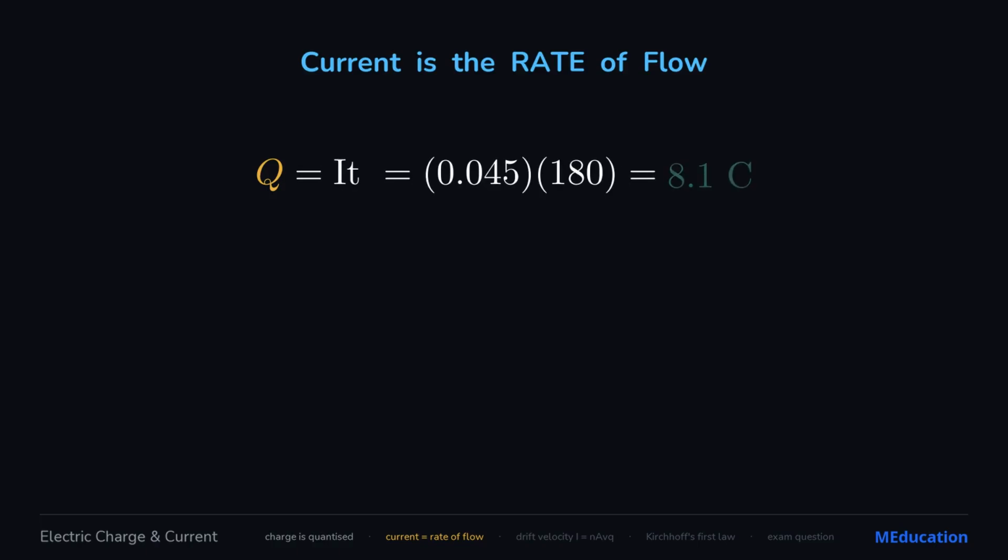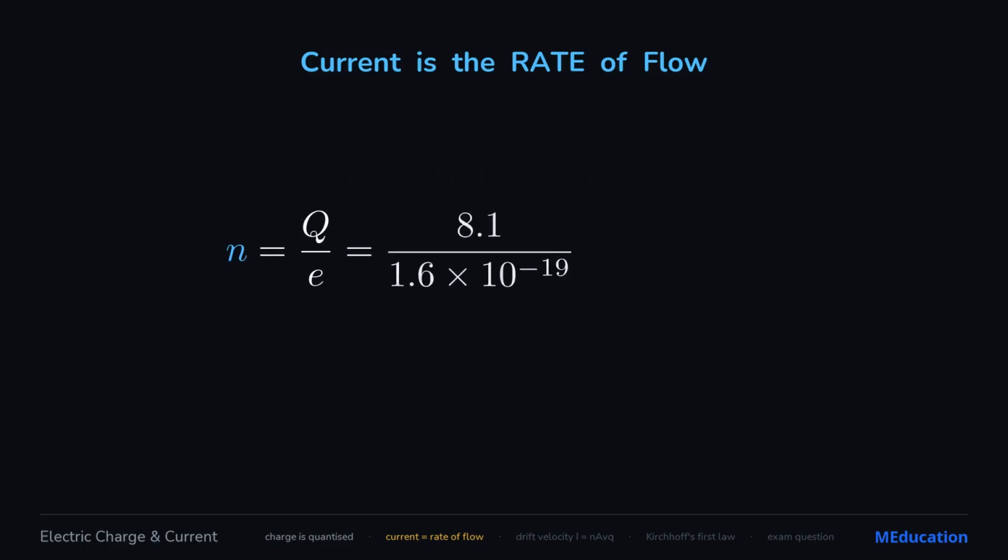Rearranged, charge equals current times time, and that defines the coulomb itself. 1 coulomb is the charge passing when 1 ampere flows for 1 second. So a current of 45 milliamps for 3 minutes delivers Q equals 0.045 times 180, which is 8.1 coulombs.